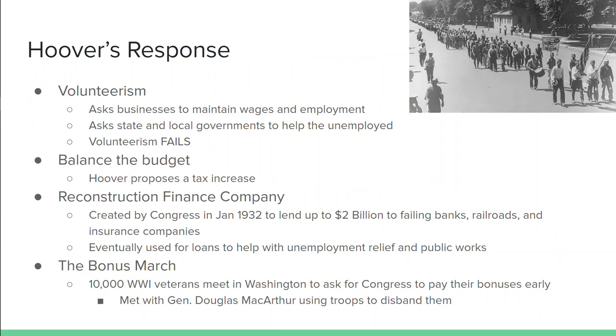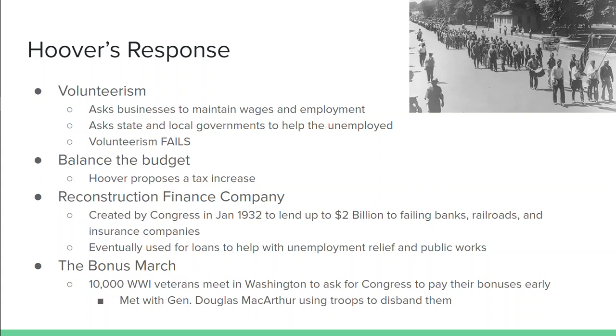Now, Herbert Hoover and the government, what do they try to do? Well, not a whole lot. Herbert Hoover tries to get everybody to stay optimistic. He asks people to keep their faith. And he asks people to believe in his idea of volunteerism. So he goes to businesses and asks them to keep paying people. He goes to businesses and asks them to keep people employed voluntarily.